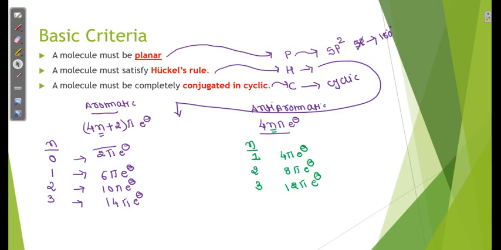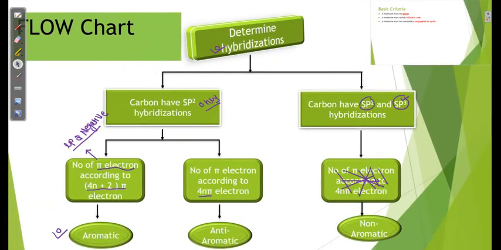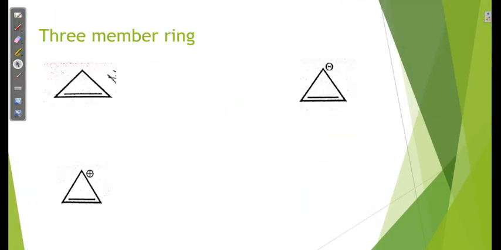Now we go to the exact examples, which we have also seen. Let us move to the 3-member ring system. We will see one by one: first 3-member, then 4-member, then 5-member. According to our chart, first we have to decide the hybridizations. We have seen our hybridization video also. So we can say this is sp3 hybridization. This is sp2 hybridization.